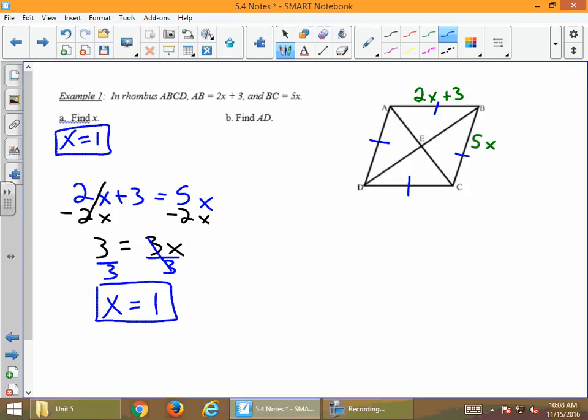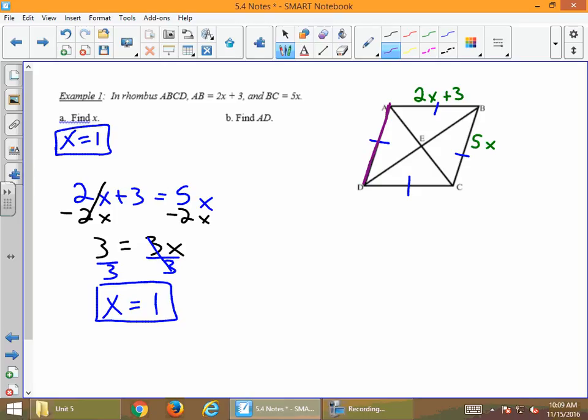Awesome. Now it says to find what AD is. That side right there. There's nothing there. How do I find it? Jake, you got an idea? So if BC is right across from it, they're both equal. You're saying that's equal to that. Good. So how's that going to help me?